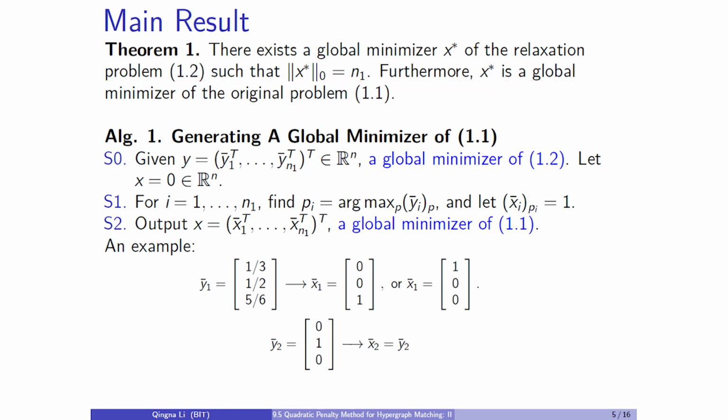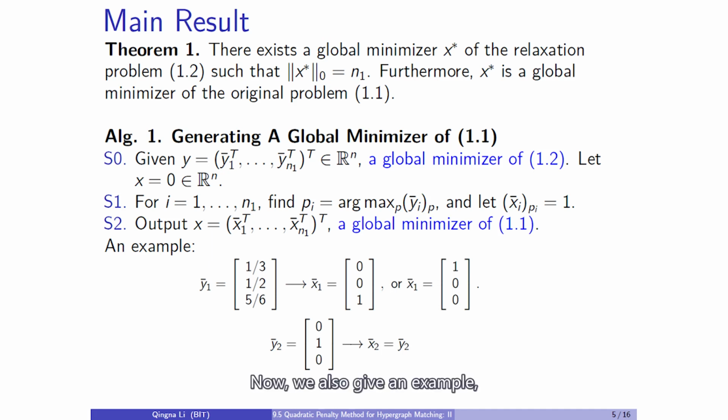In other words, the optimal solution of the original problem is actually a subset of the optimal solution of the relaxation problem. Okay? So which is very nice. In other words, the original problem and the relaxation problem share part of global minimizers, and of course the optimal function value is the same.